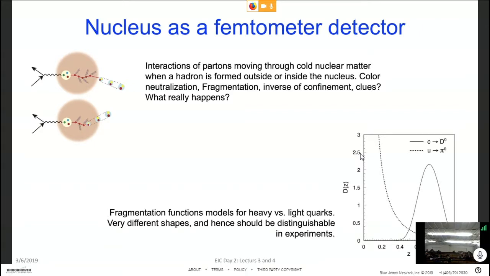And I told you in the beginning that color neutralization or fragmentation is really a process inverse of confinement. So in my mind, I view this as an extremely critical clue to understand confinement. I don't know. We have to get those data. We have to see what it means, discuss and sit down with bright people like the other speakers of this meeting, like Stan et al., and put all that information together, the experimental as well as the theory information, and try to understand what confinement is all about.